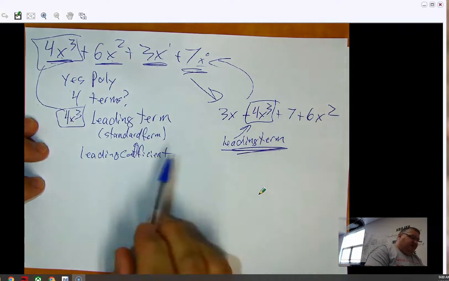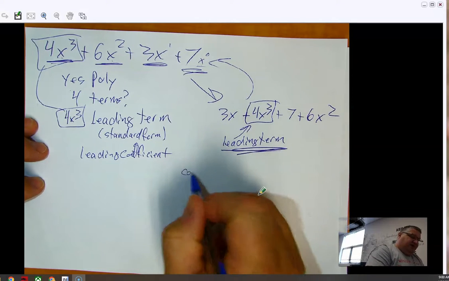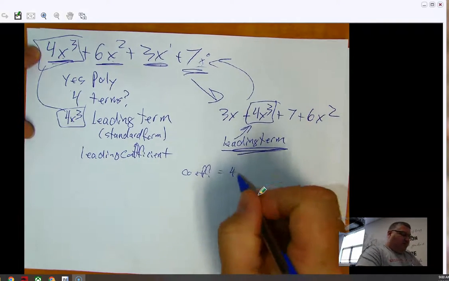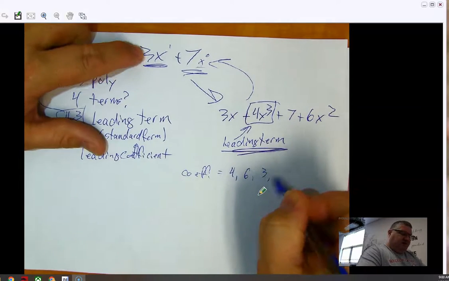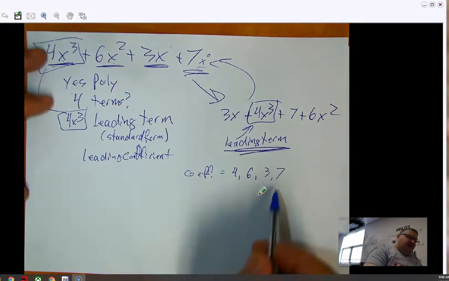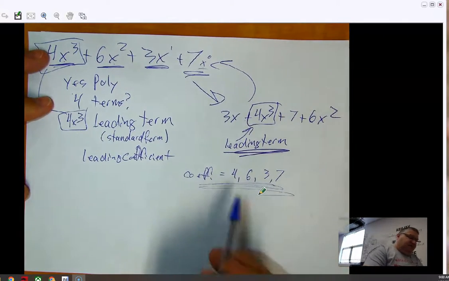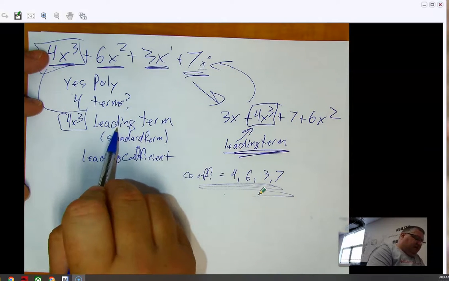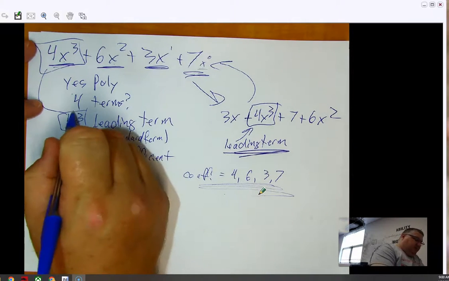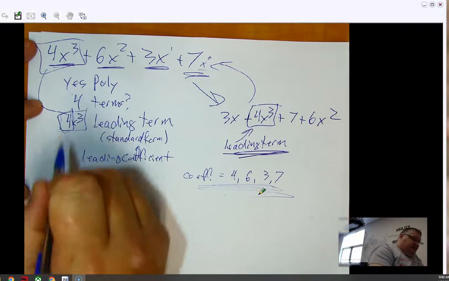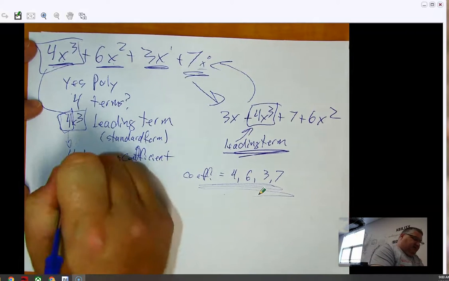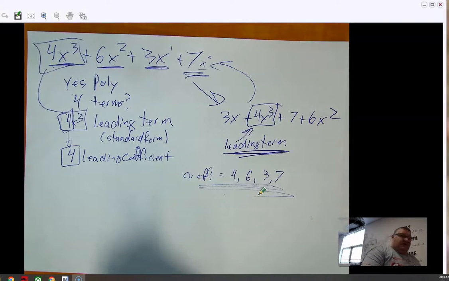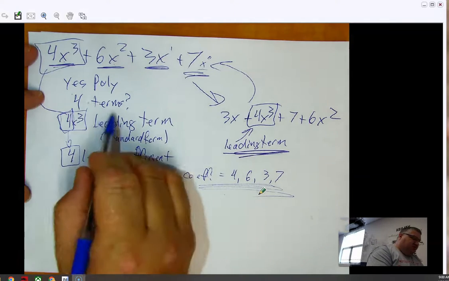First of all, let's talk about the coefficients at all. The coefficients are the numbers in front of the variable. So in our case, 4, 6, 3, 7. And they can come in any order except that if I want the leading coefficient, it's obviously the coefficient from the leading term. So we're going to take this guy right here, and our leading coefficient is 4. Leading coefficient 4.